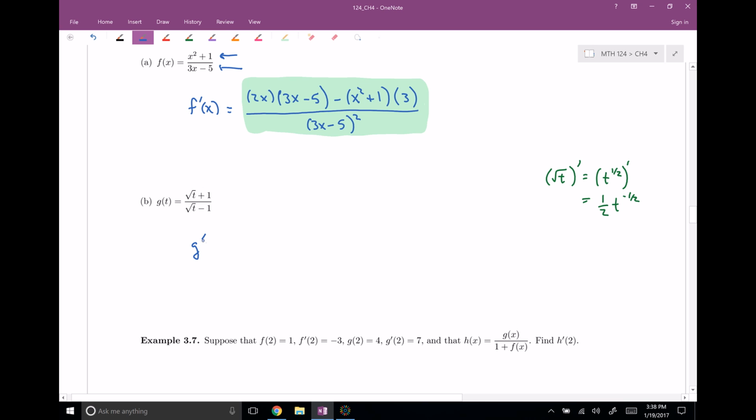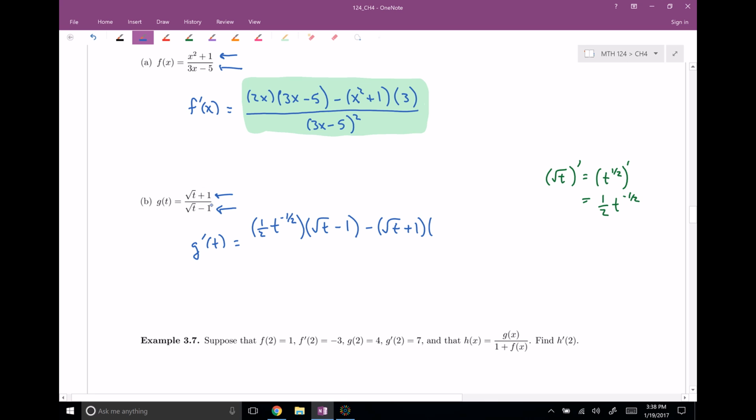So if I want the derivative of g of t here, we're going to take the derivative of the top. So the derivative of the top is going to be my 1/2 t to the negative 1/2. And the derivative of 1 is, of course, 0. So there's the derivative of the top times the bottom. We leave that bottom alone. Minus the top times the derivative of the bottom.